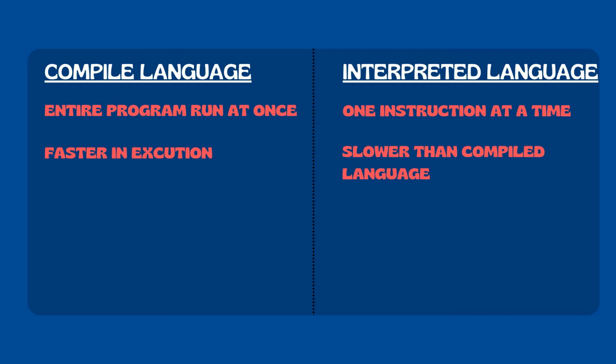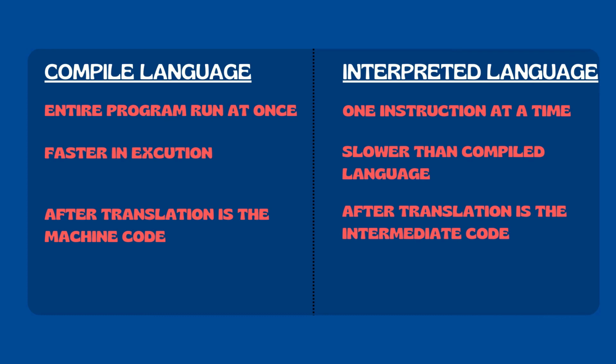However, I would again like to highlight that with the advent of just-in-time compilation, this speed gap between compiled and interpreted languages has reduced to a good extent. In a compiled language, the output after translation is the native machine code, which is the final code that the machine executes. In an interpreted language, the output of translation is an intermediate code or a byte code, which is again processed by a virtual machine.